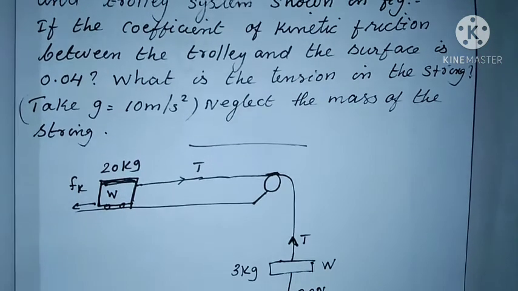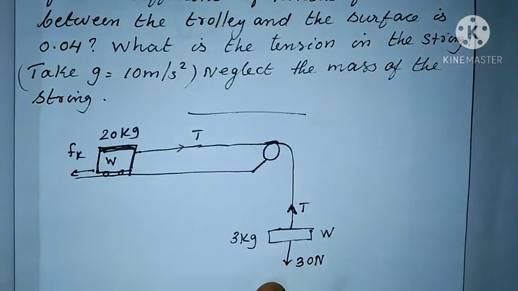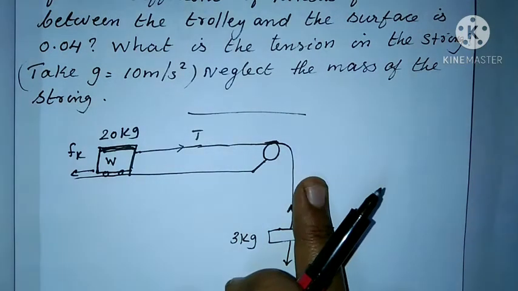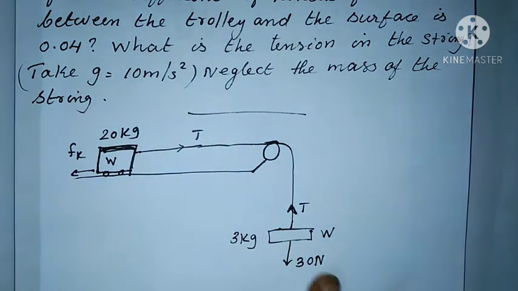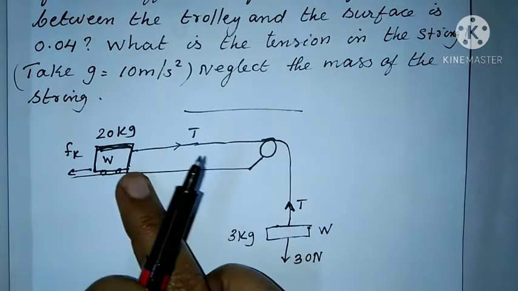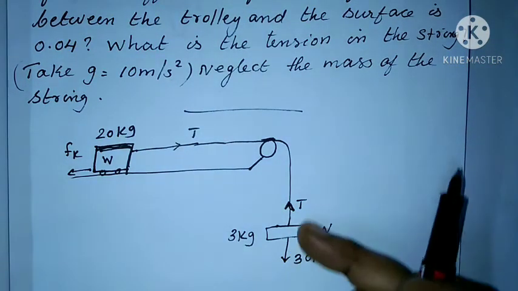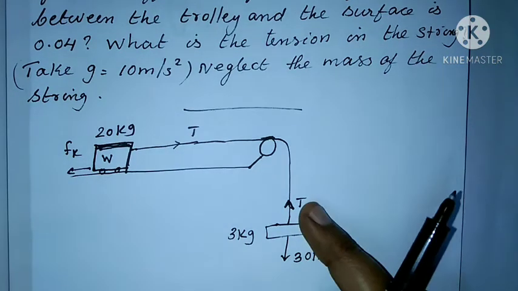So here the figure shows the arrangement of the block and the trolley system. The string is inextensible and the pulley is very smooth, so the block and the trolley both have the same magnitude of acceleration. To find this acceleration and the tension in the string, we apply the second law of motion, because the trolley is moving forward and the block is hanging on the string, so there should be a tension in the string.